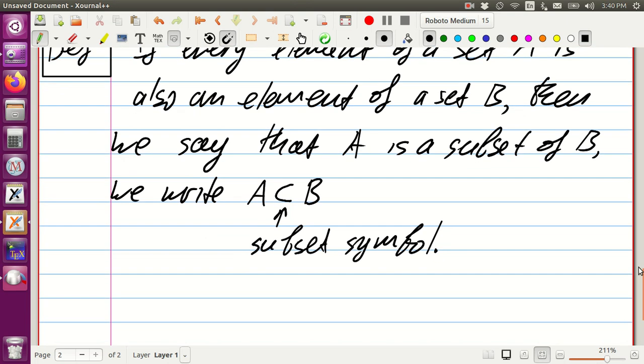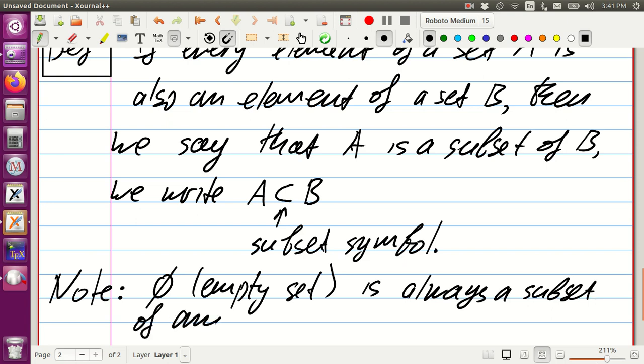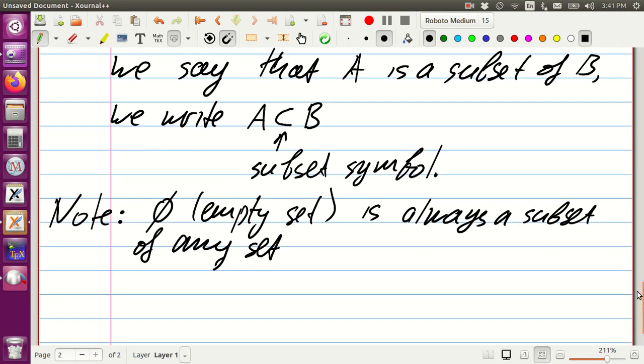So one addition to this definition is that we have to know that the empty set, which has no elements, is always a subset of any set. All right, and let's do an example.